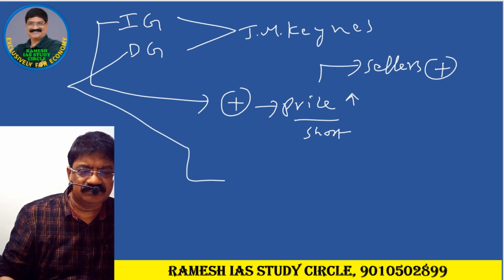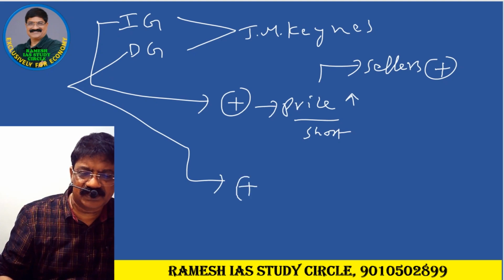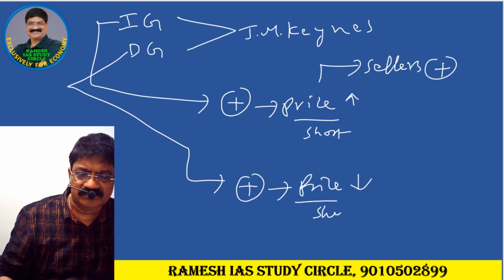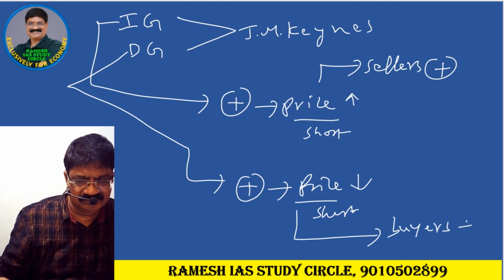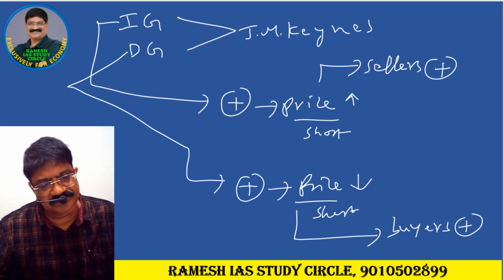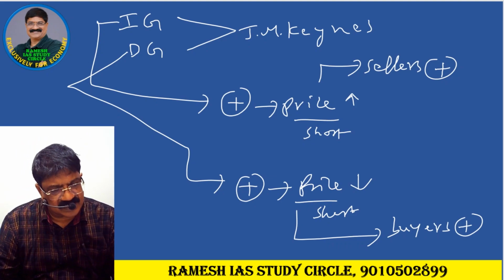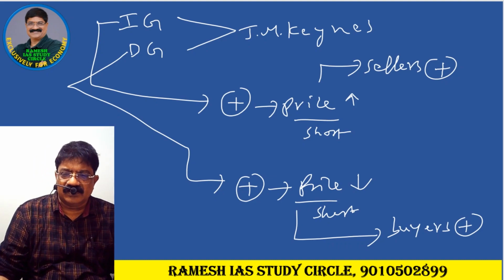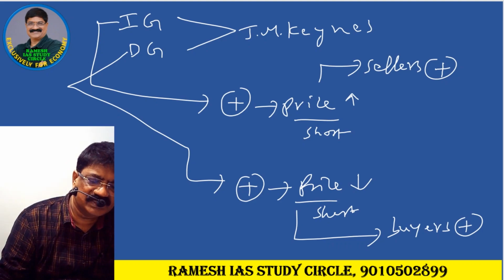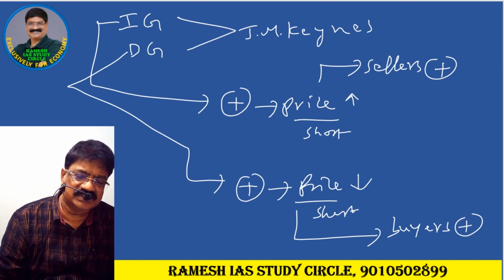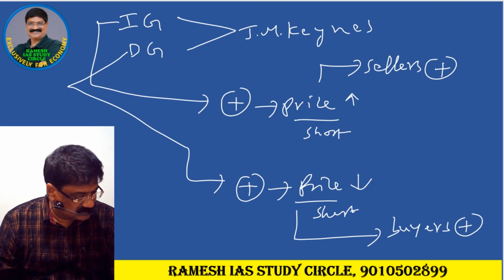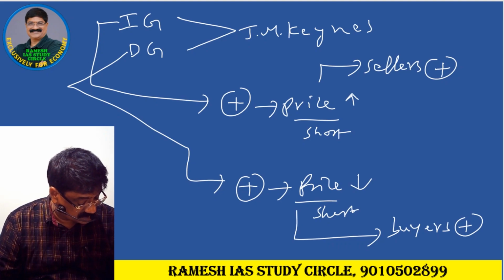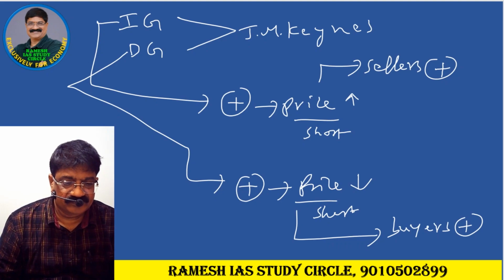Deflationary gap, here also a plus point. Why? Because price is down, for a short period. Here buyers are benefited. They buy more. That's why plus, plus. So according to Mr. Keynes, inflationary gap is permissible. Deflationary gap is permissible. But don't excuse inflation and deflation, which lead to severe problems, which are recession and depression.